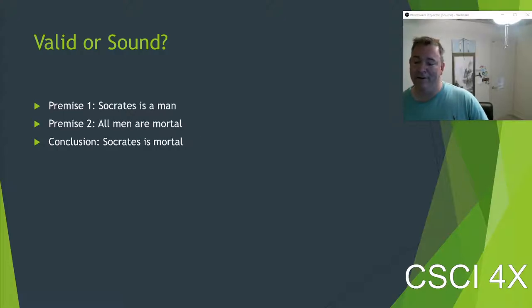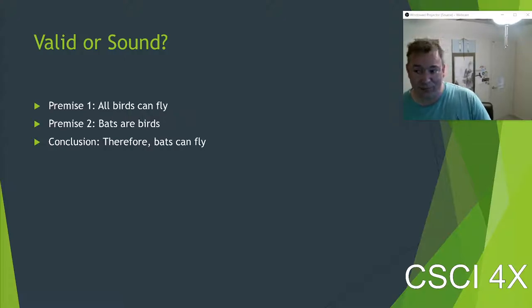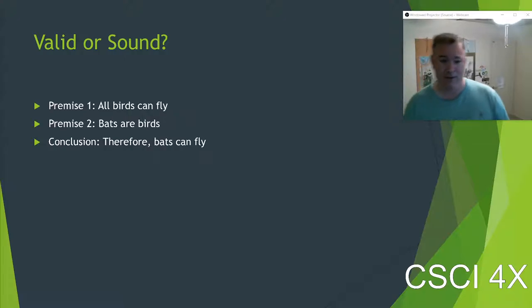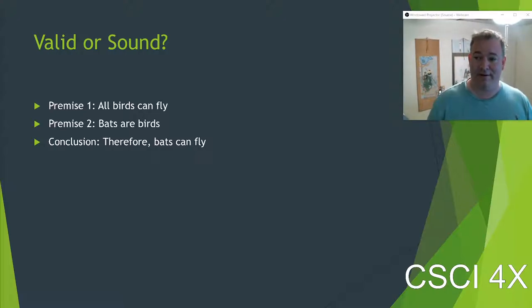Like think about it. Socrates is a bird. All birds can fly. Therefore, Socrates can fly. It's the same form. It's valid. It's valid. It's not true, though. Like, the premises are not true. Step one, is it valid? Yes. Step two, is it sound? Are the premises true? No. Bats are not birds. Okay. So it is valid but not sound.